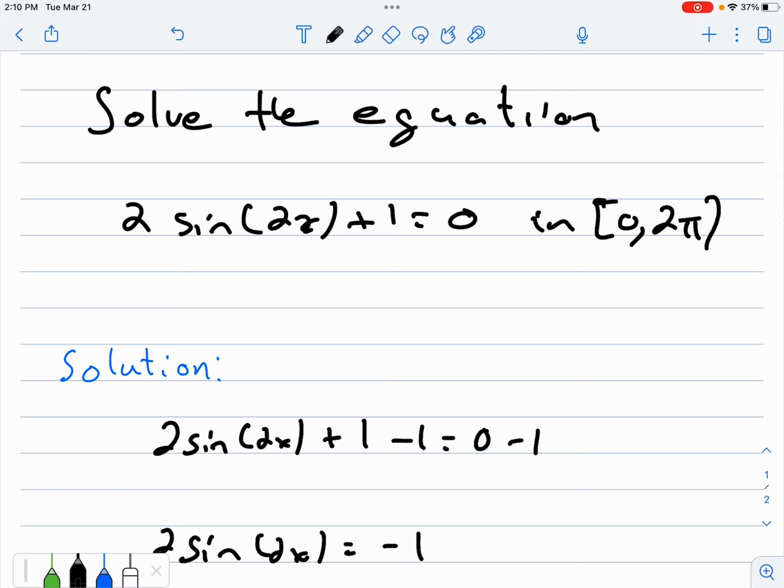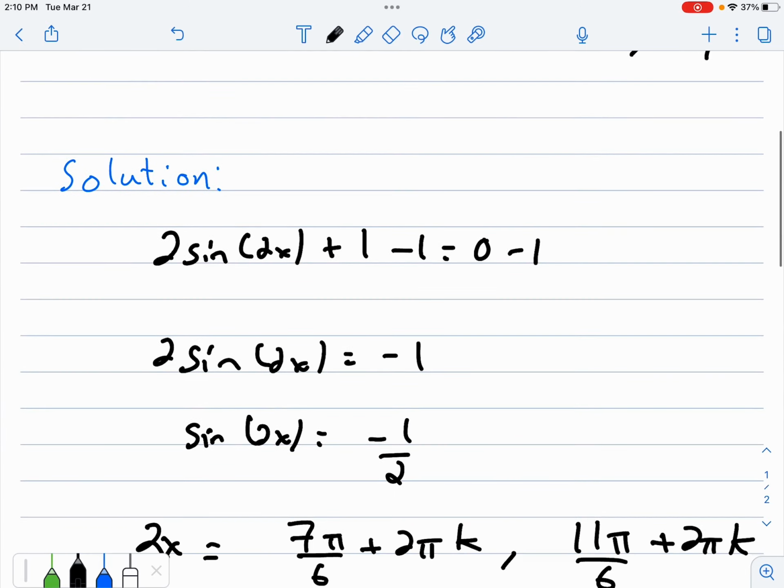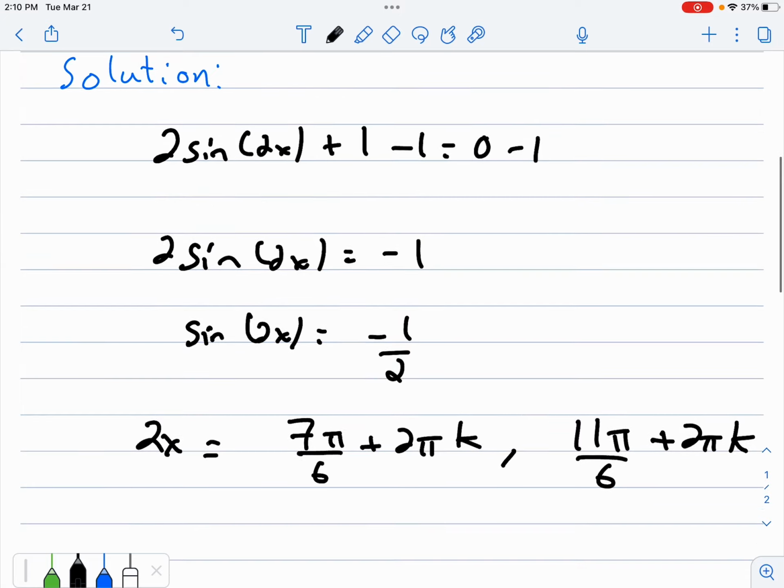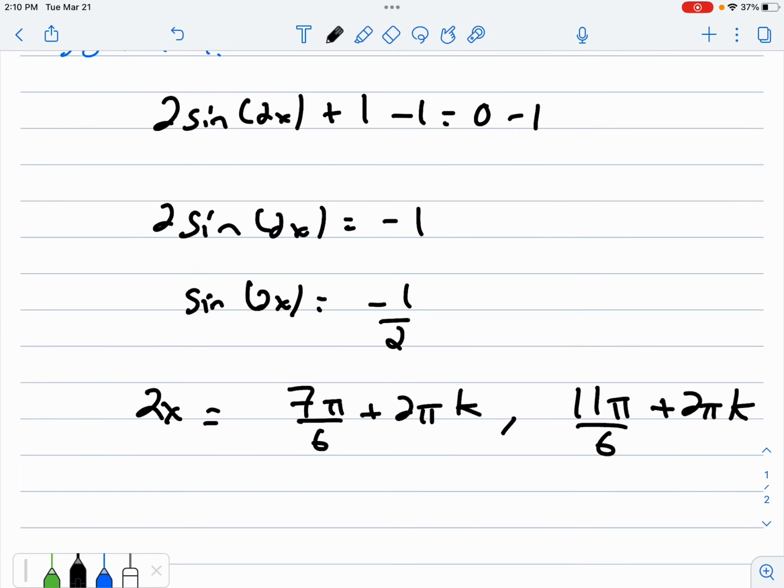All right, so let's look at the equation 2 sine of 2x plus 1 equals 0 in the interval 0 to 2 pi, including 0 but not 2 pi. In order for us to solve a trigonometric equation, you want to get the trigonometric part, quote unquote, of the equation by itself.